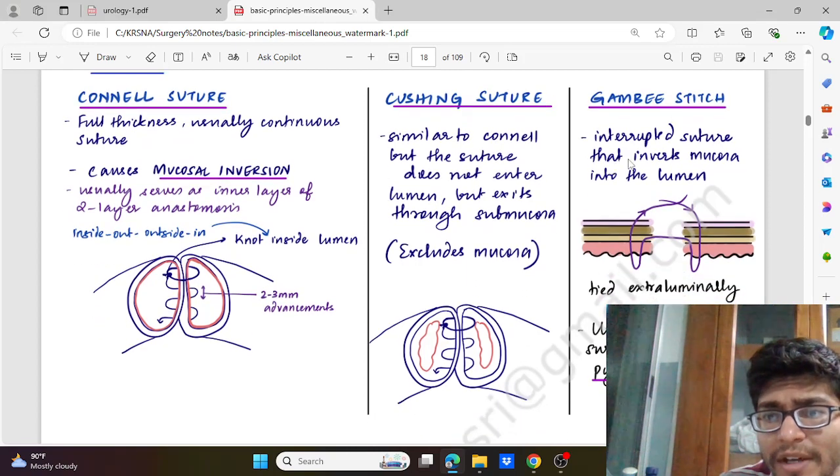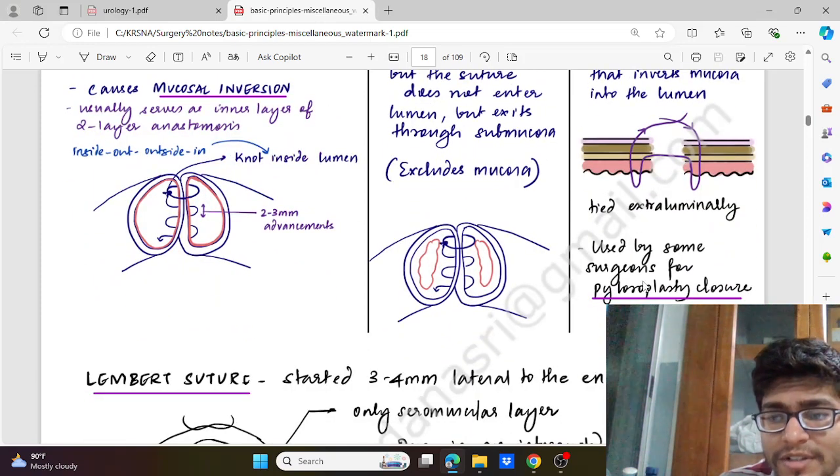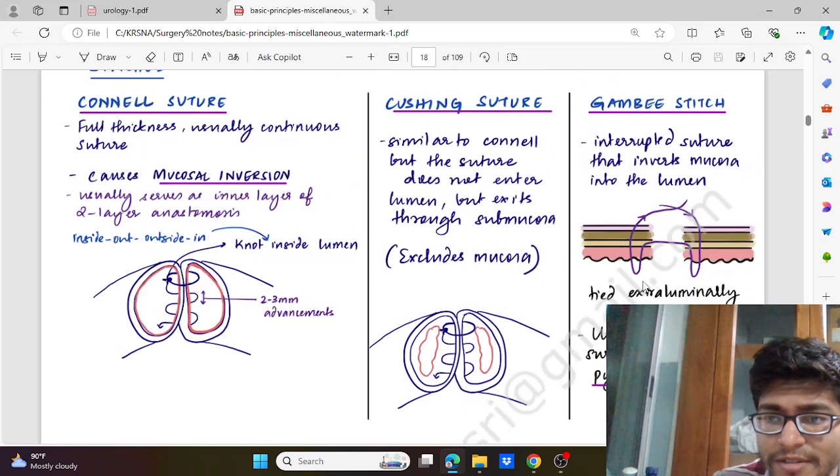Then we have Gambee, where we take an interrupted suture that inverts the mucosa into the lumen. It is tied extraluminally and is used by some surgeons for pyloroplasty and stomach surgeries. Here we can see that it goes through full thickness, then includes the mucosa and submucosa, then again goes through mucosa, submucosa and full thickness.